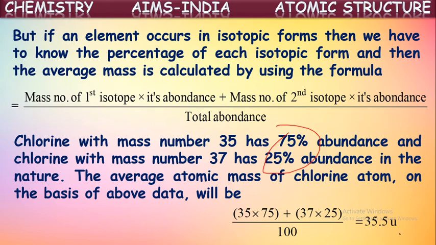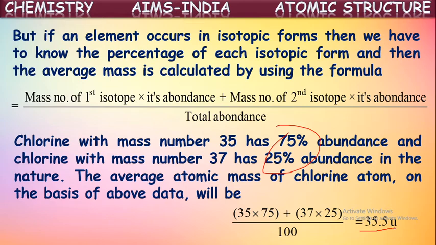Now if you simplify this, we get 35.5. Now we can say the average atomic mass of chlorine is 35.5. I hope you understood why the chlorine atomic weight is written in fractions: it has different isotopes.